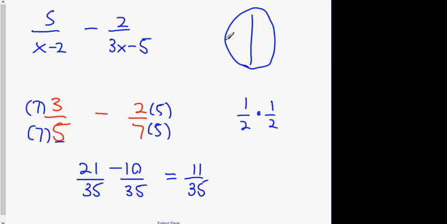A quarter, because 1 multiplied by 1 is 1. 2 multiplied by 2? 4. That's multiplying. When multiplying, you multiply the top by top and the bottom by the bottom.